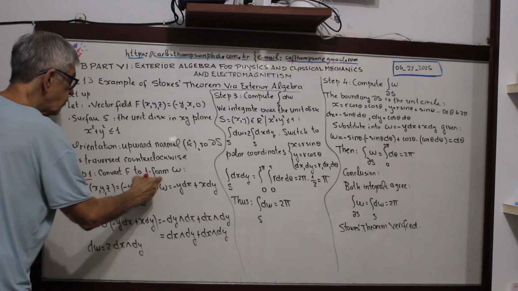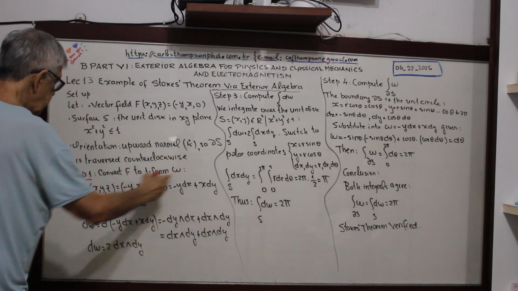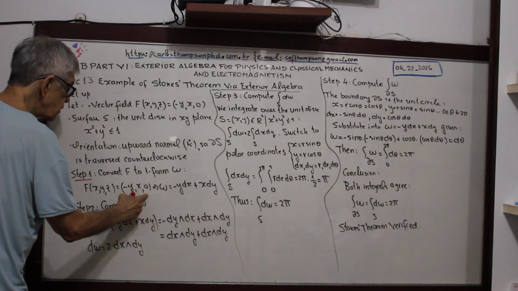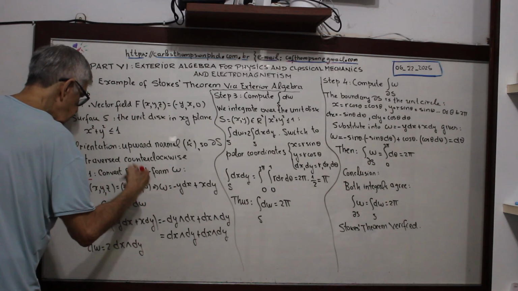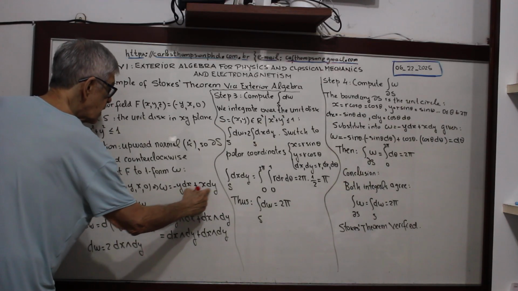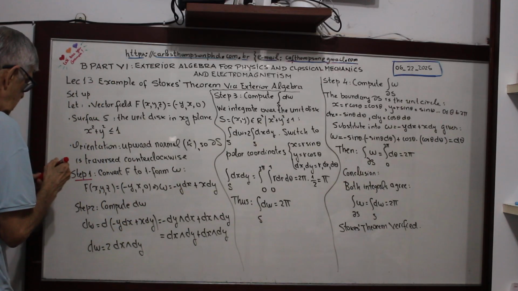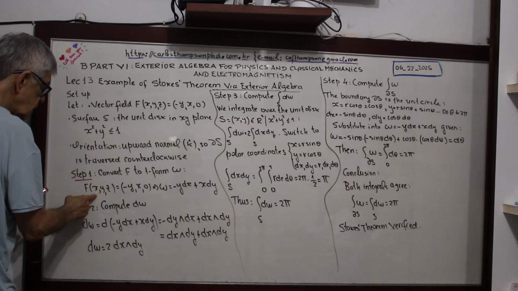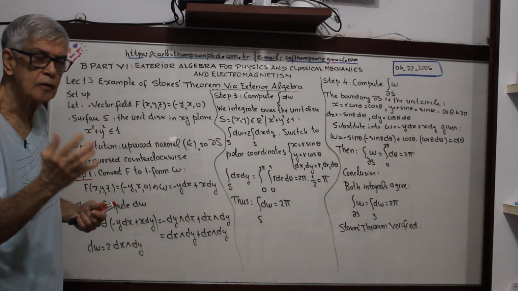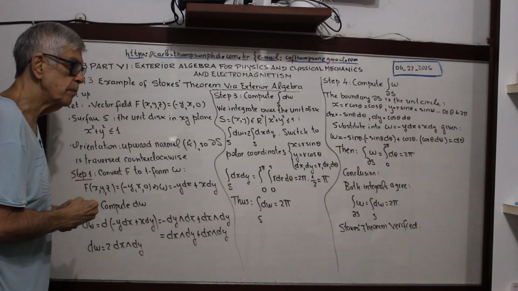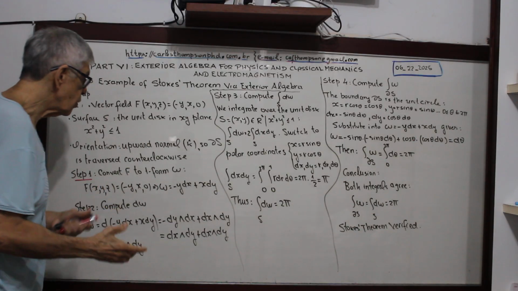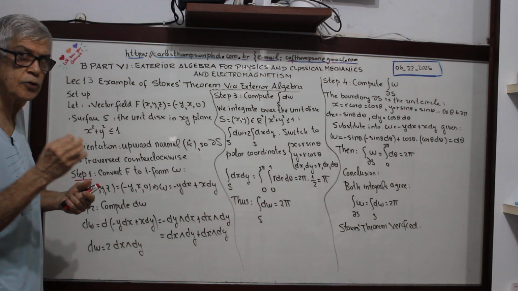Convert F to one form omega, okay? So F in x, y, and z is minus y, x, and 0. This is converted: omega is minus y dx plus x dy. Now, to convert, I just take the dot product as in classical vector calculus. There's a dot product between F and dr.